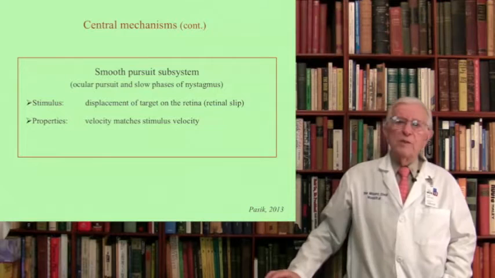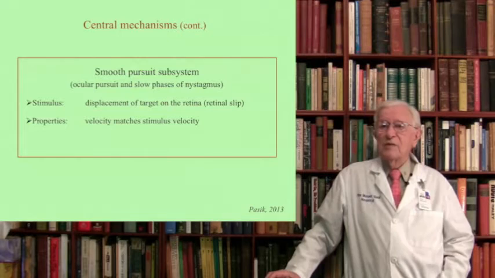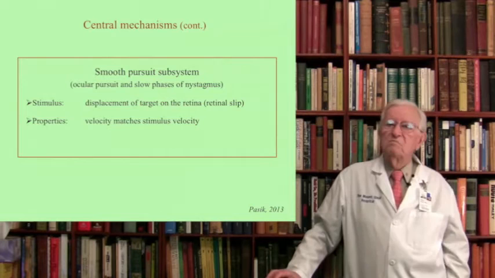First of all, the velocity more or less matches the velocity of the retinal slip of your stimulus. Right? And it can follow up to maybe 50, 60 degrees per second, something of that sort. Then it fails and it doesn't work anymore.